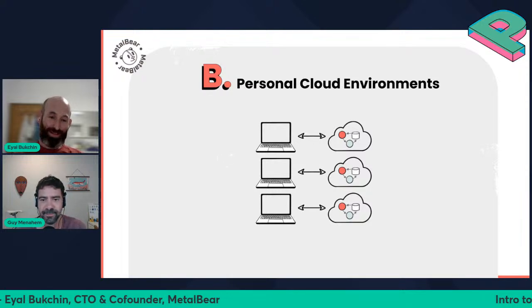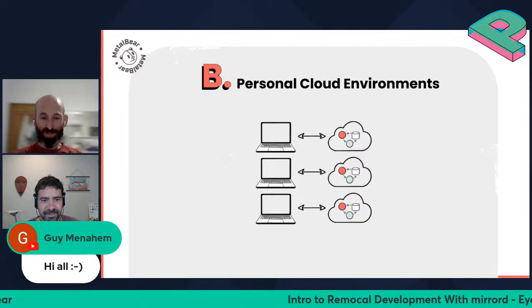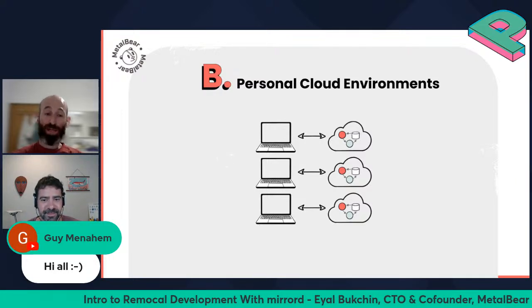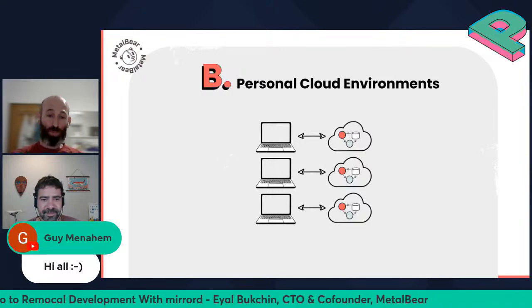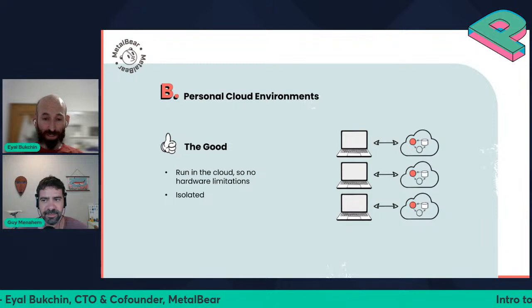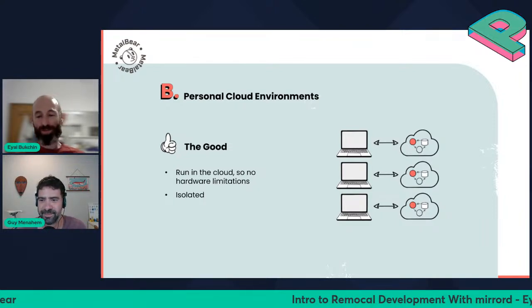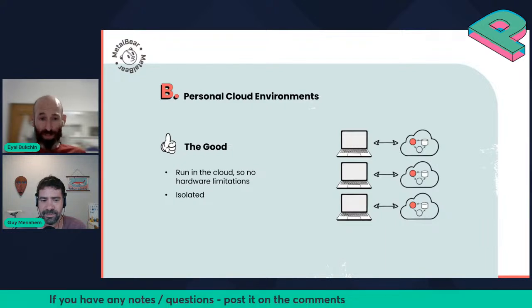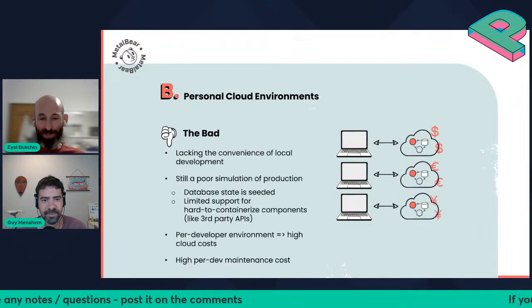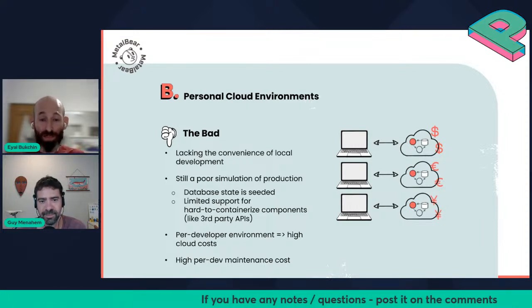And then a more modern solution is personal cloud environments. There are a lot of startups that provide this sort of solution as well. So you have a replica of production for each developer in your organization. And great, you don't have that resource ceiling anymore, and you're still isolated. So you can do whatever you want with the environment without the risk of clashing with other developers. But now you miss out on the convenience of local development.